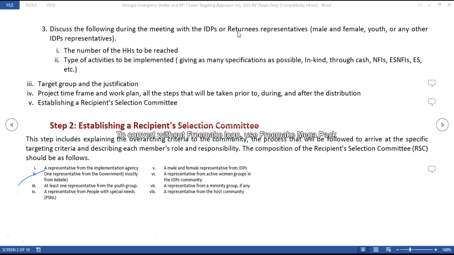Then a representative from the host community has to also be part of the beneficiary selection committees. So these individuals have to be part of the beneficiary selection committees all along.